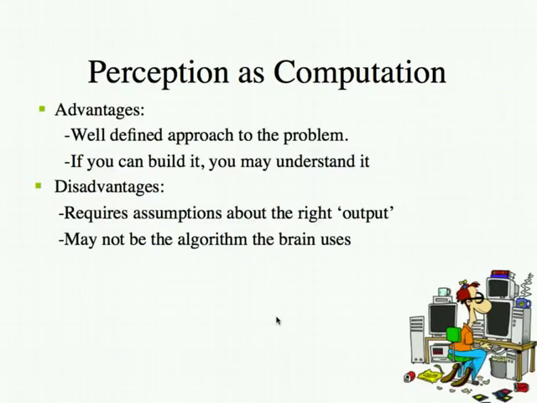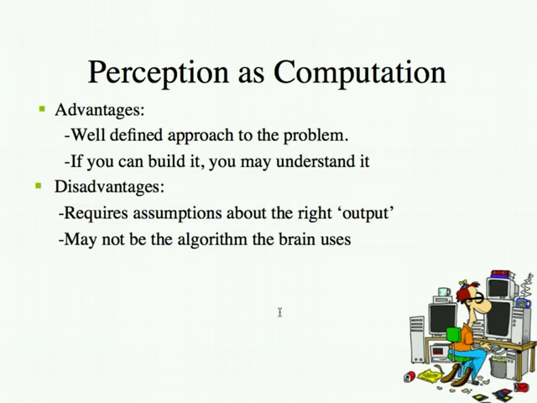Some advantages of perception as computation. Well, on one hand, it's very well defined. You know exactly what the problem is. You have to get from here, point A, which is the input, to point B, which is the output. And the question is, how do you get there? And once you're able to solve that, perhaps that will give us some insight as to how it works.